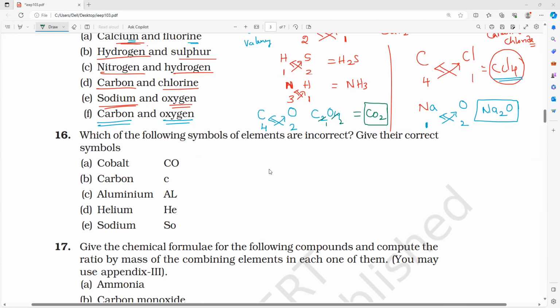Next. Which of the following symbols of the elements are incorrect? Give their correct symbols. So this is also one of the simplest and beautiful questions.